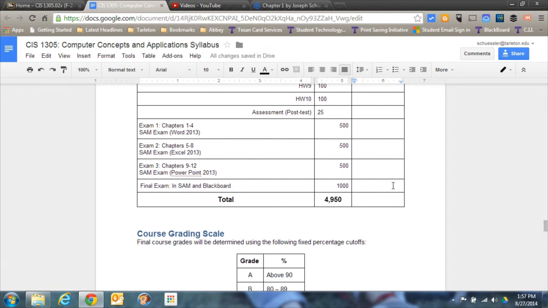The exams, there's a total of 4 exams. The first one over Word, there's again 2 parts, 250 points worth out of the textbook and 250 points out of SAM for a total of 500 points. Same thing for exam 2, it's half in SAM except that it's over Excel. For the third exam, the other half is over PowerPoint, and then there's the final exam, which half comes from SAM, half from Blackboard, and the SAM component will consist of all of Word, PowerPoint, and Excel components. So you expect a variety of tasks to complete for the final exam.